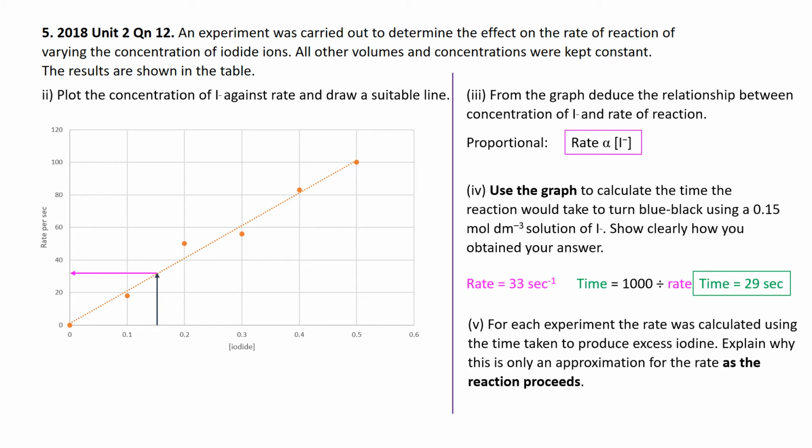For each experiment, rate was calculated using the time to produce excess iodine. Explain why this is only an approximation for the rate as the reaction proceeds. And the answer is because it's just the average rate.